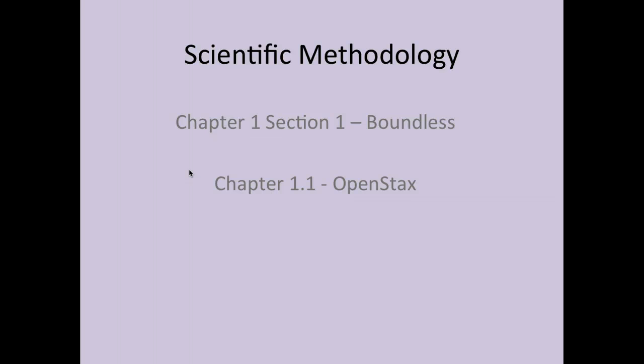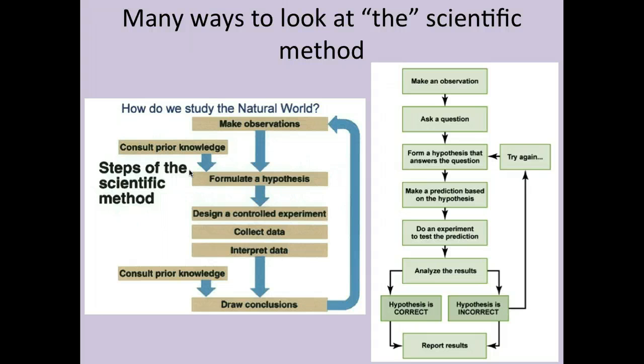This goes along with the readings from the Boundless book, Chapter 1, Section 1, and the OpenStax book, Chapter 1.1. So as you can see, there are lots of ways to look at what we refer to as the scientific method. Now, of course, there isn't truly one method that all scientists follow, and as you can see from both the diagrams on the left and the right, even the scientific method can have differences in terms of how they choose to look at each of the steps and the vocabulary that they use.